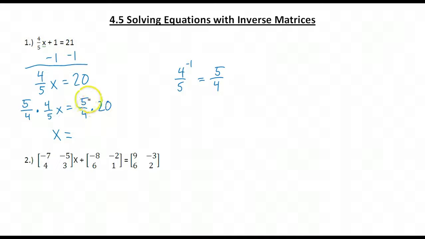And on the right side, I just need to do that math. 5/4 times 20 is 5/4 times 20 over 1. And I can take this 4 in my denominator and this 20 in my numerator and simplify. 4 goes into 4 1 time, and 4 goes into 20 5 times. 20 over 4 is 5 over 1. Now I can just take 5 times 5 and get 25 over 1 times 1.